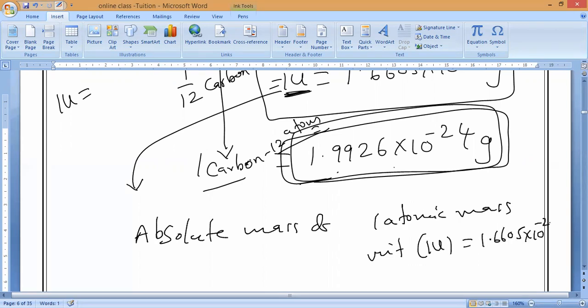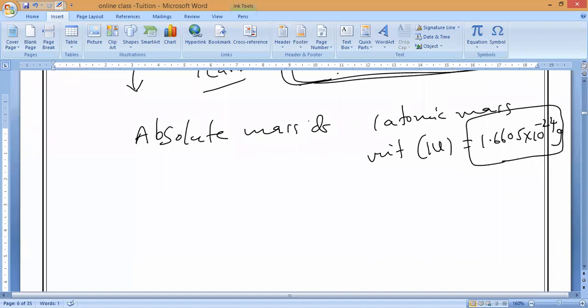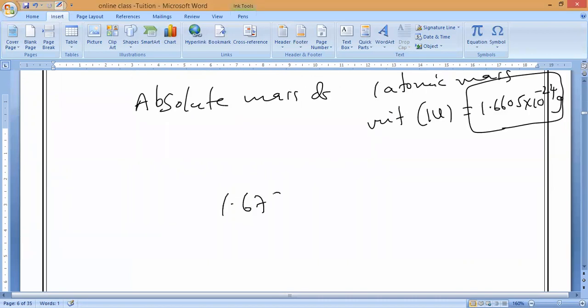1.6605 into 10 power minus 24 grams. Will you be able to remember, guys? That's all. Understand? Please respond. And what is the mass of one hydrogen? Almost similar. You can check it. That is 1.673 into 10 power minus 24 grams. Now almost both are similar. Have you noticed it? Yes or no?